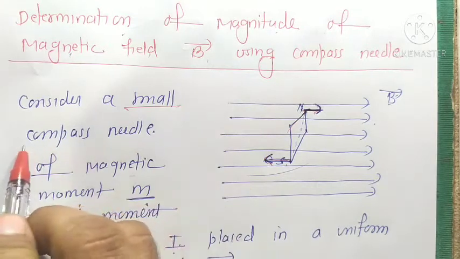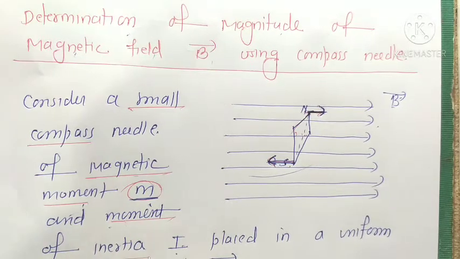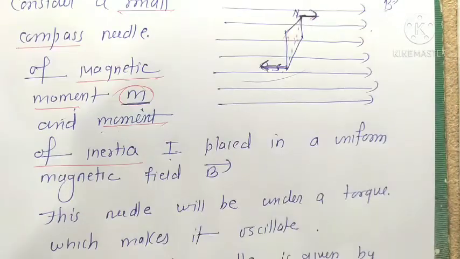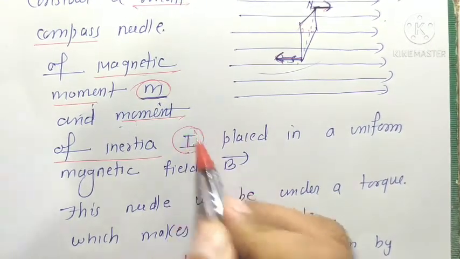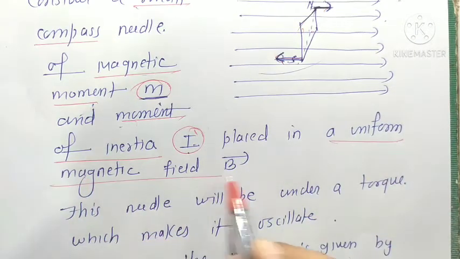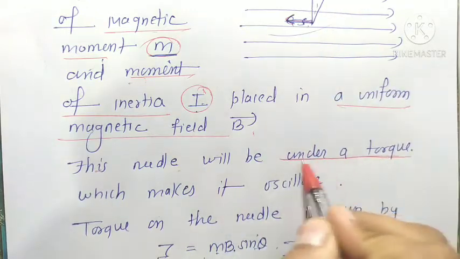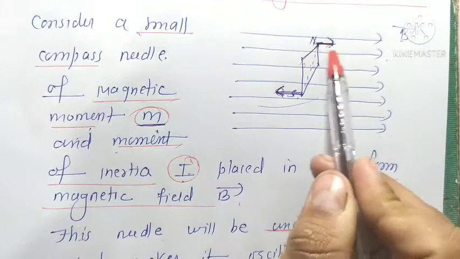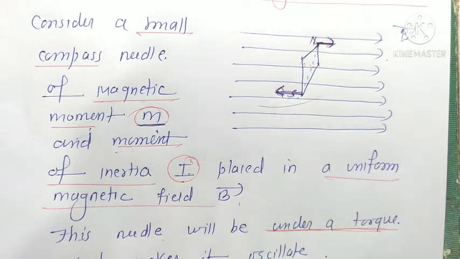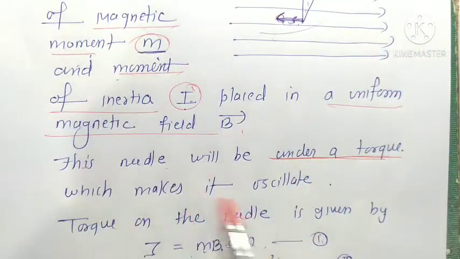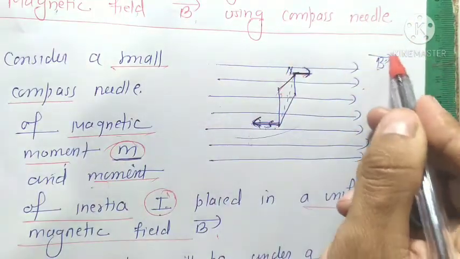So consider a small compass needle of magnetic moment m and moment of inertia I, placed in a uniform magnetic field B. This needle will be under a torque due to two forces working in opposite directions, equal in magnitude, due to which a couple and torque are produced, which makes it oscillate. When it oscillates, it makes some angle theta with the magnetic field.